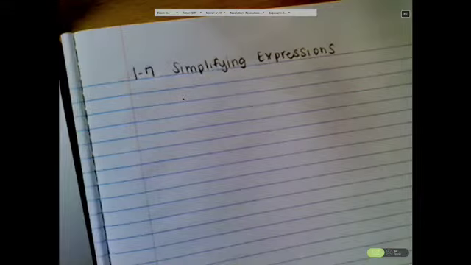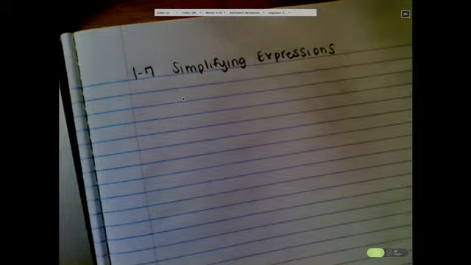So this is the last section that we will learn before our test on Friday. Tomorrow we're going to review for the test, and then obviously Friday is our test. So today we're talking about simplifying expressions.